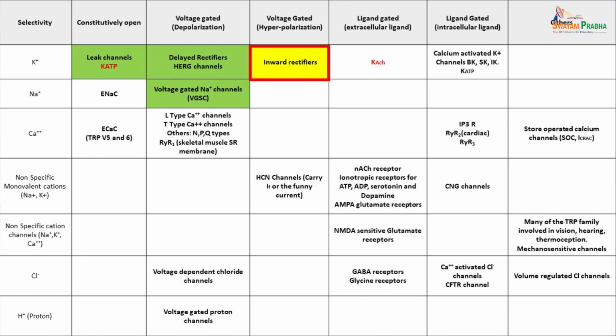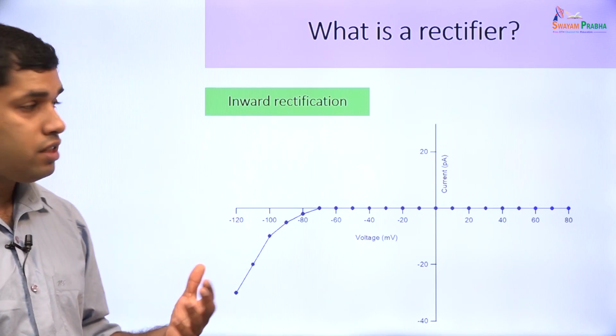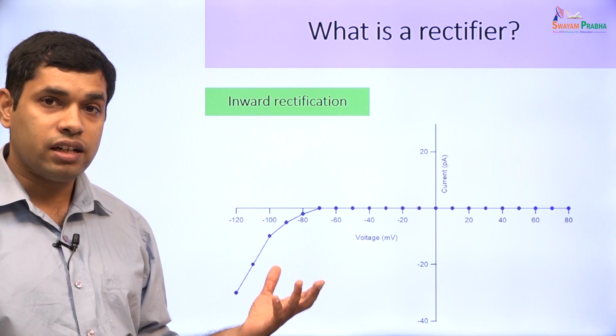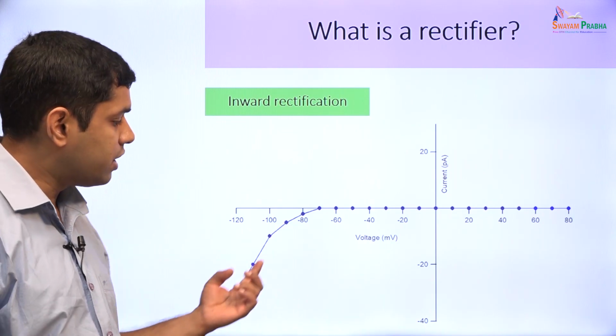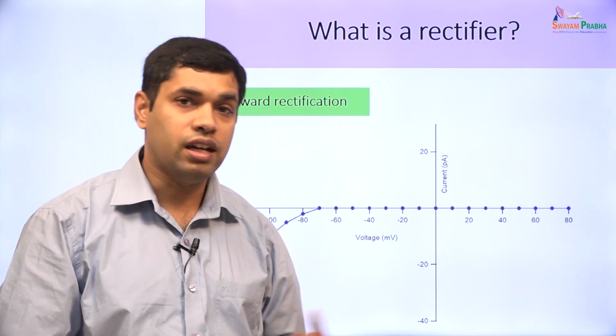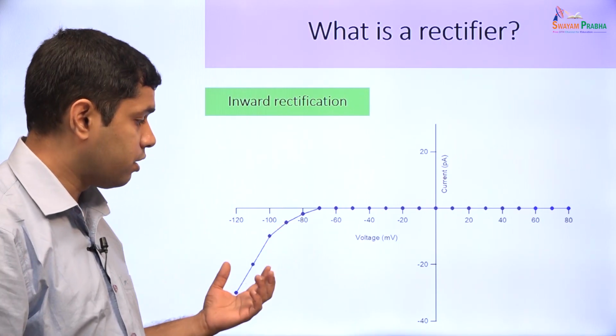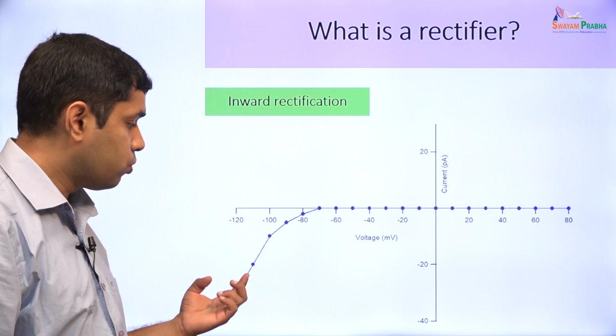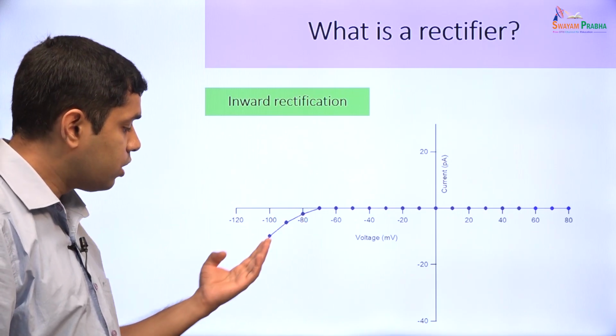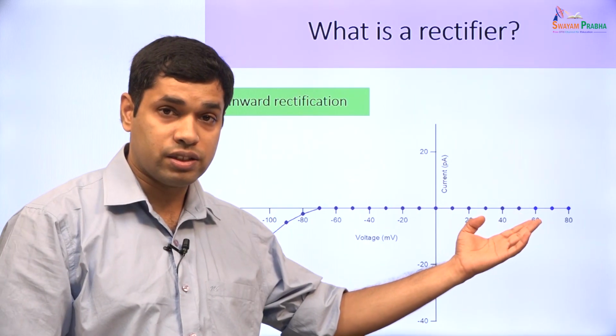We have already discussed a little bit as to what a rectifier is. We said that rectification means that the conductance in one particular direction is more than the conductance in the other direction. So this is an example of a graph of an inward rectifier where inward currents are shown here, which are much larger than the outward currents.